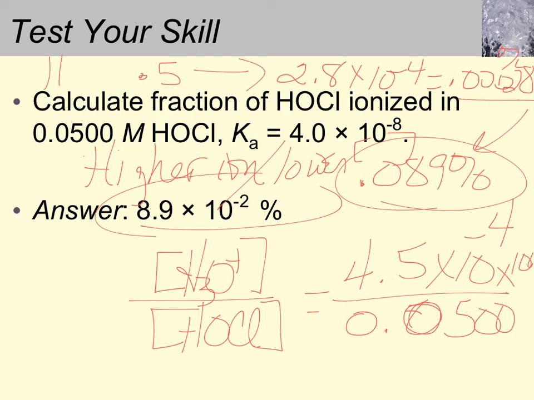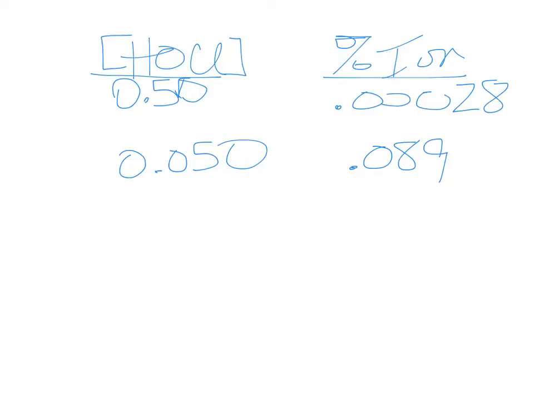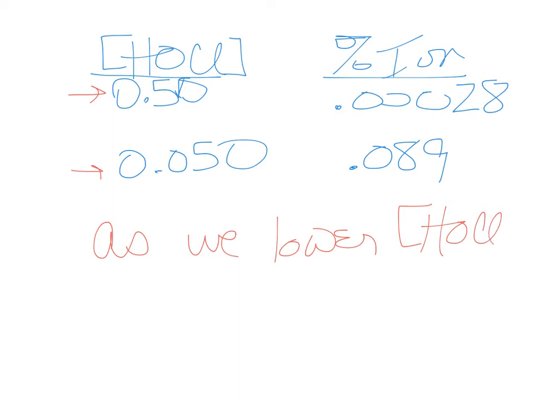Let me pull up a new page. All right, so this may allow you to see it a little bit better. So let's write a conclusion. As we lower the original concentration of a weak acid, so as we go from here to here, percent ionization increases.